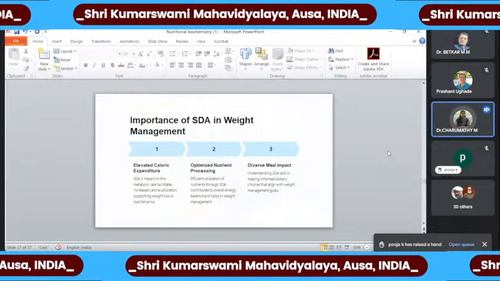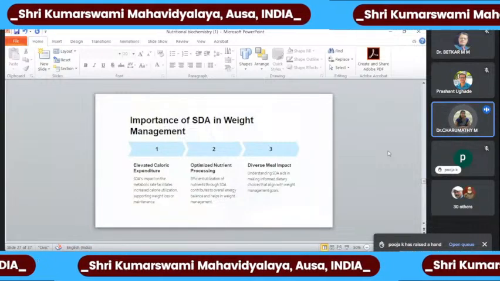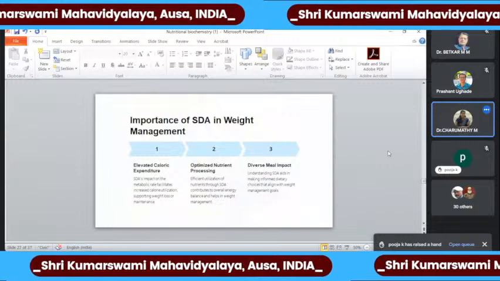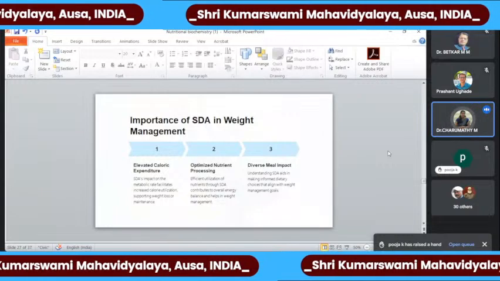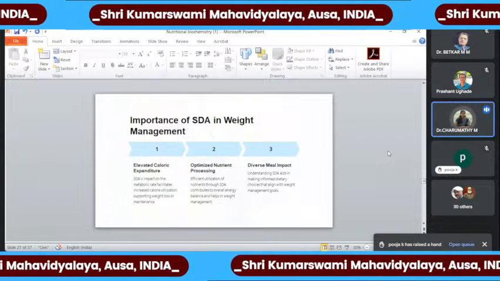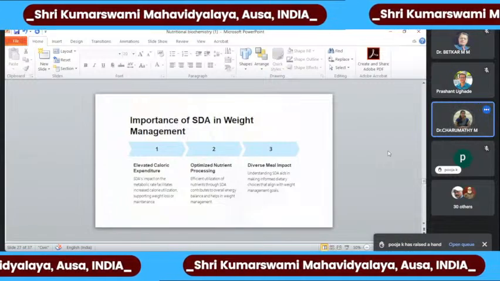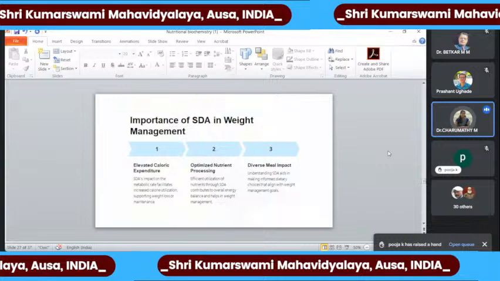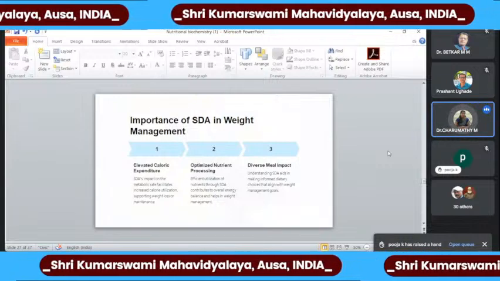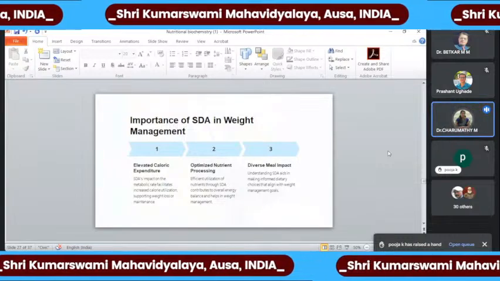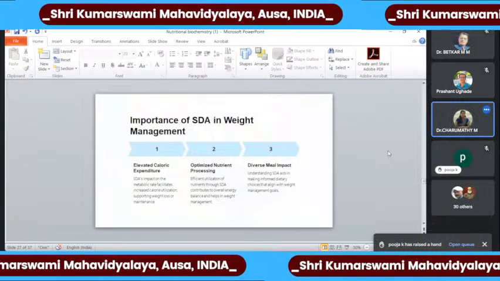So, importance of SDA in weight management. SDA elevates caloric expenditure, which increases caloric utilization, supporting weight loss or maintenance. Efficient utilization of nutrients through SDA contributes to overall energy balance, helps in weight management, and diverse meal impact.